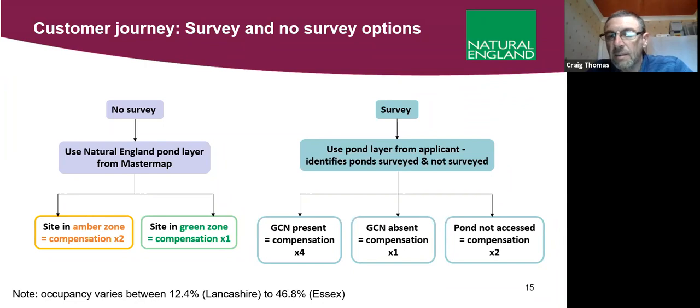Just to highlight, the occupancy of ponds varies enormously. And as I mentioned earlier, in Lancashire, 12.4% of ponds are occupied. In Essex, it's 46.8% of ponds are occupied by GCM. So it varies widely. But these compensation ratios work and will deliver at least 4-to-1 for any area of the country. Only if the compensation ratio goes above 50% would we have to adjust the models that we work to.